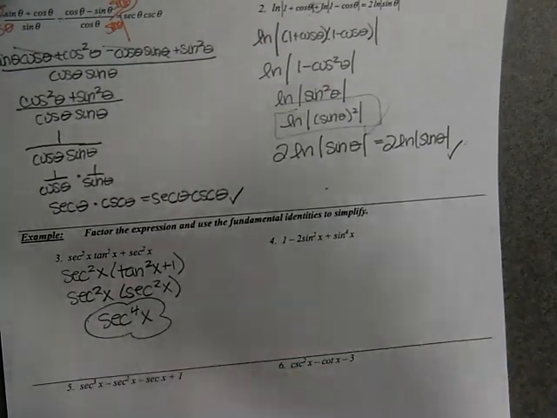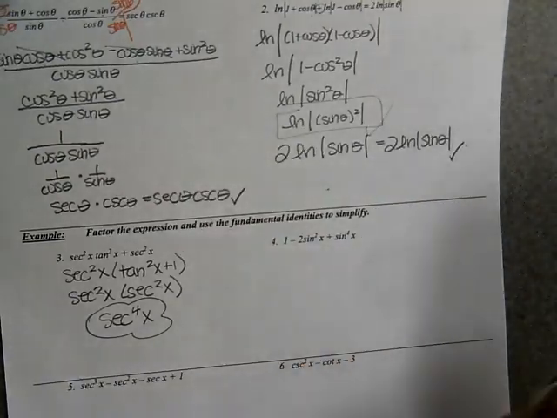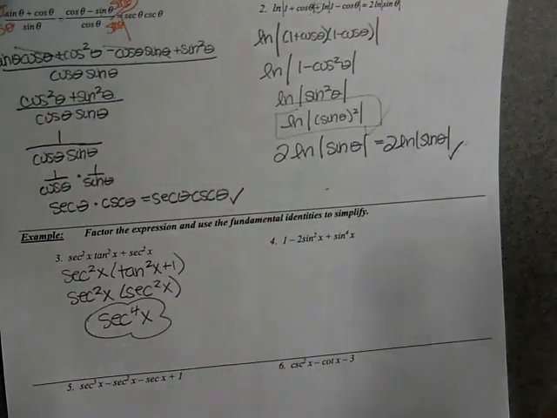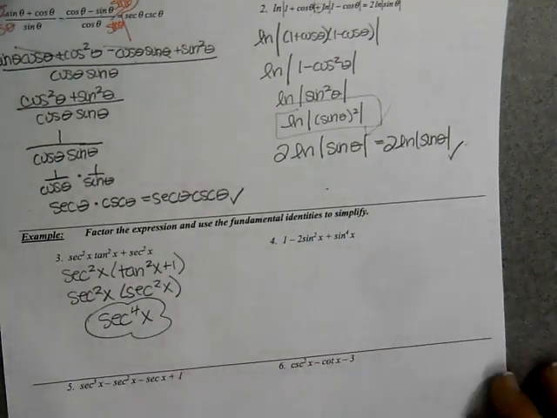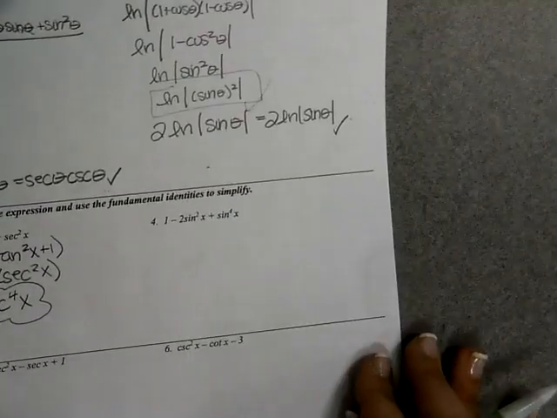We wouldn't want to turn that into 1 over cosine. We'd try to avoid the trig functions in the denominator when possible. And so we just use the reciprocal, okay? How about number 4?